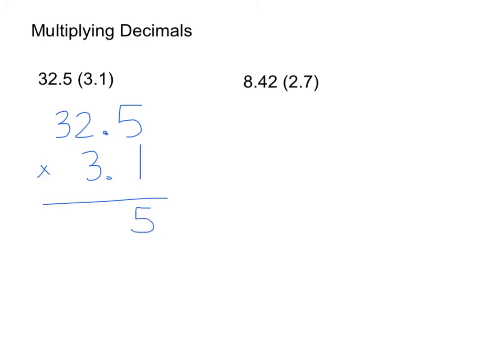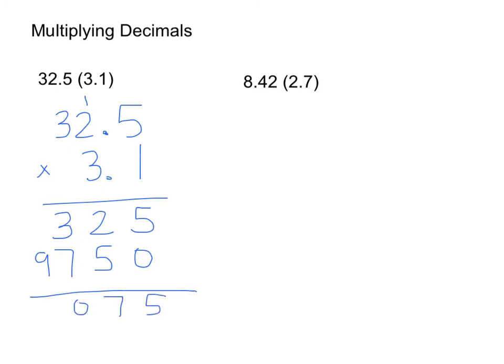1 times 5 is 5. 1 times 2 is 2. 1 times 3 is 3. Fill in my 0. 3 times 5 is 15. Carry my 1. 3 times 2 is 6, plus 1 is 7. 3 times 3 is 9. I'm going to add 5, 7, 10. Carry my 1, 10. Now, what I'm going to do is look up here in my problem, and I have a 5 and a 1 that are to the right of the decimal point. That's 2 different digits. I'm going to go down here to my answer, 1, 2 digits, and that's where my decimal point goes, and my answer is 100.75.